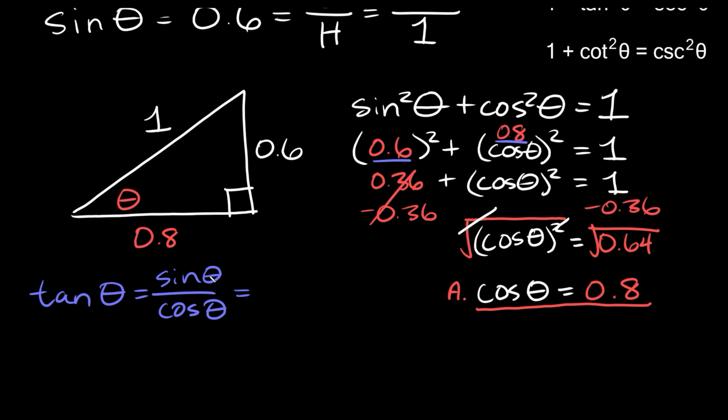So here we already know what sine of theta is, right? That was the first thing we were given. It's 0.6. And then what we just found right now, cosine of theta is equal to 0.8. So if you divide these two, you're going to get 0.75.